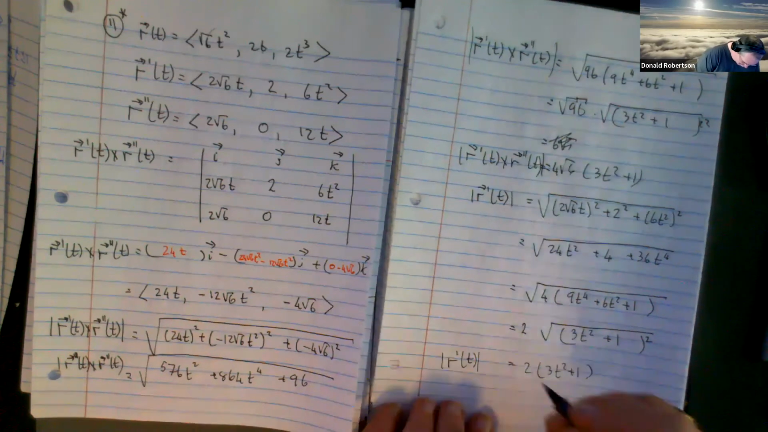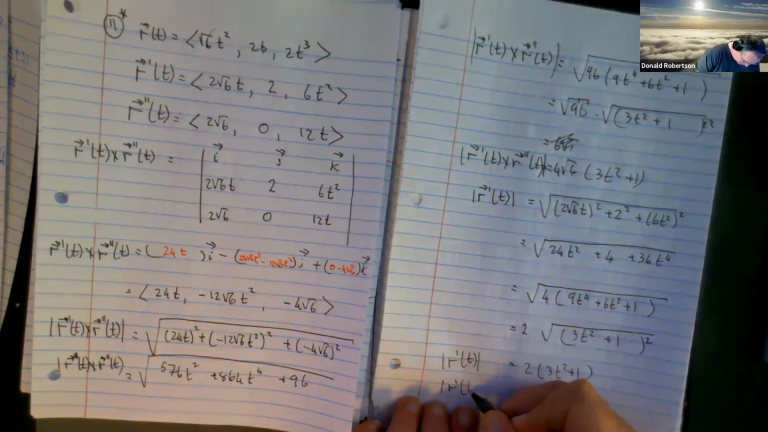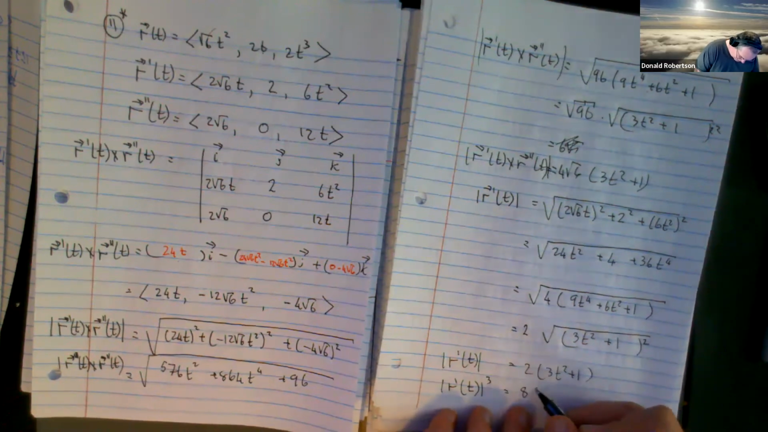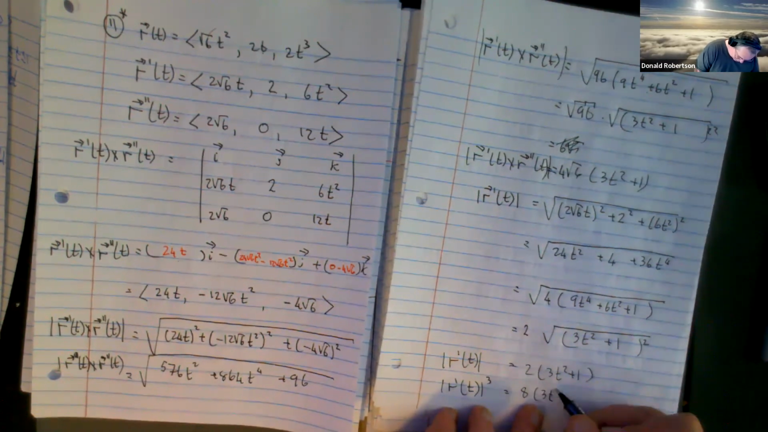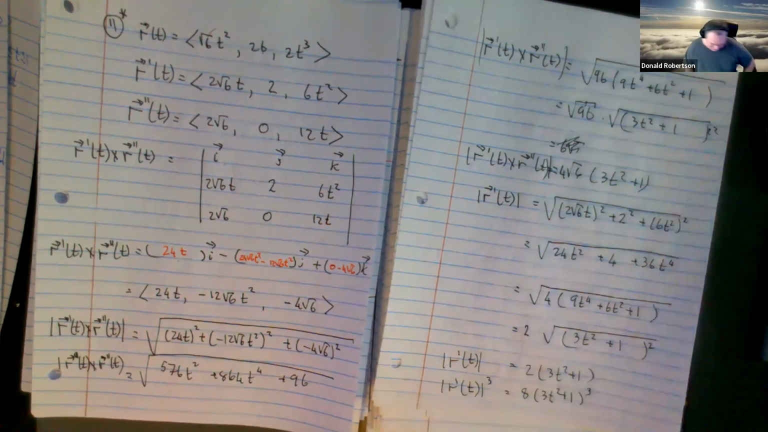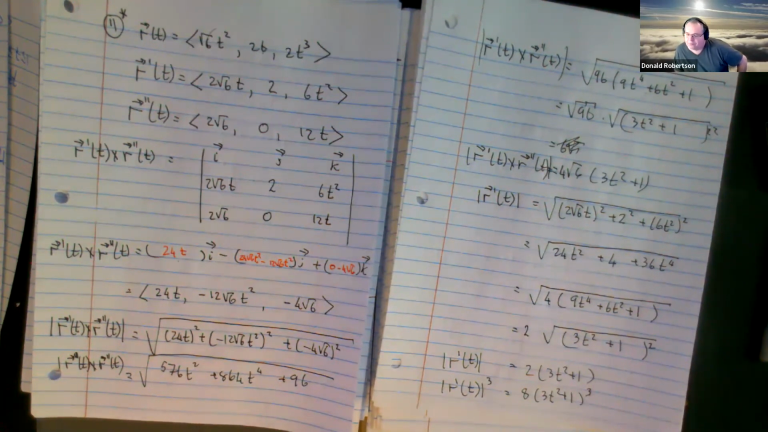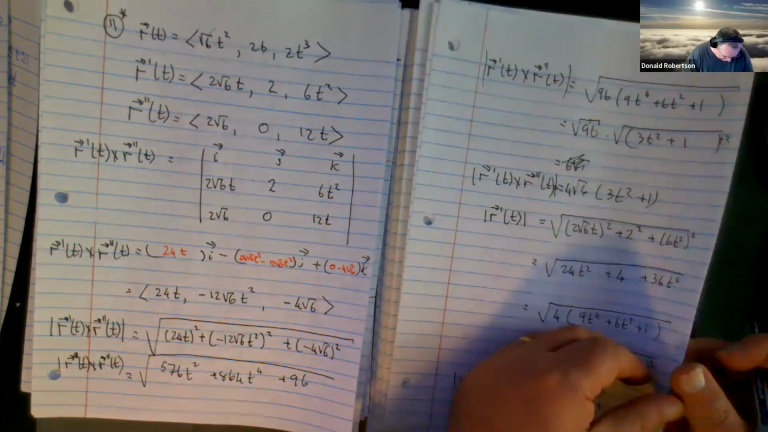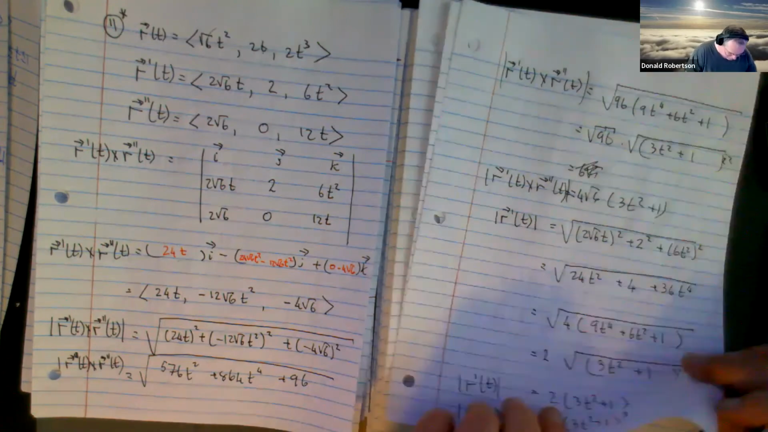Of course, we want this guy cubed. So cube that guy, you get 8, and cube that guy, you get that. Comfortable about cubing that answer? Right. So all I need to do now to get the curvature is take the first answer and divide it by this one.